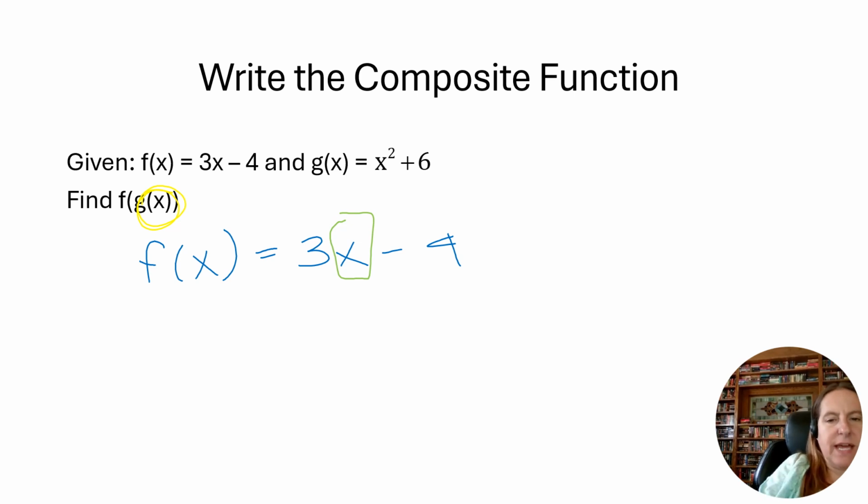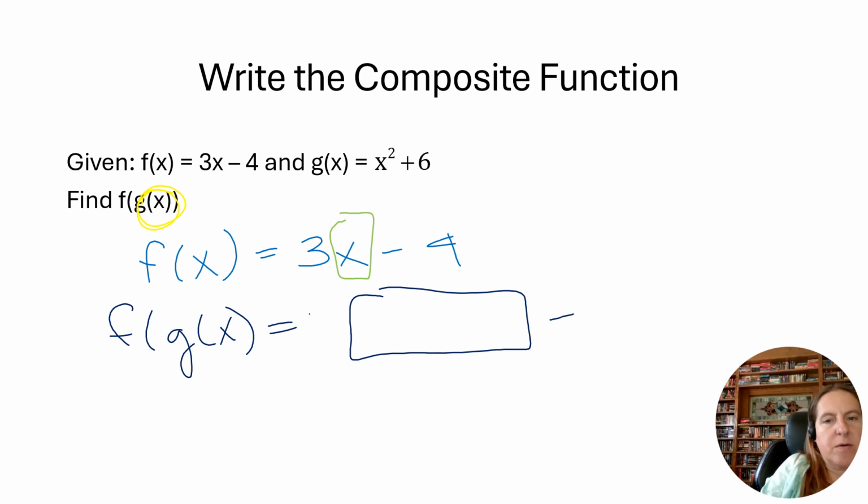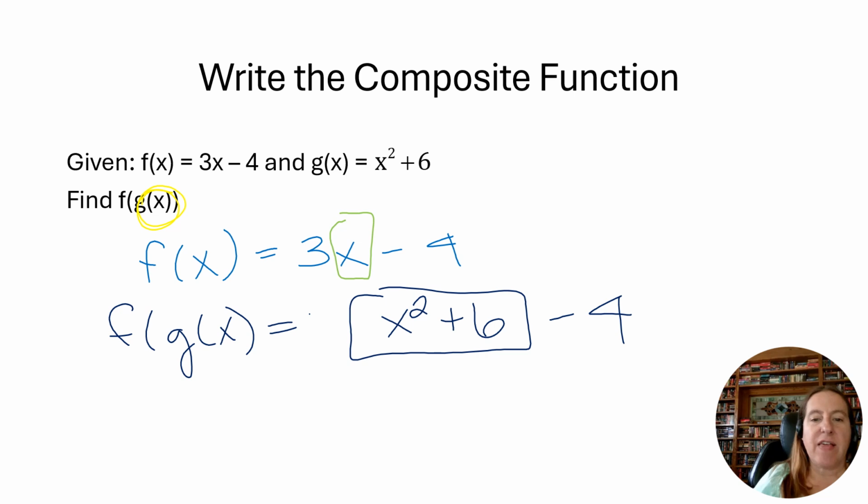So I'm going to write again, f of g of x is going to equal 3 times whatever, minus 4. Instead of x, I'm going to substitute in that function, x squared plus 6. Now be careful here. That whole thing is x. So I'm going to need to use parentheses. So instead of 3 times x, x became the function g of x, so it becomes 3 times the quantity x squared plus 6.